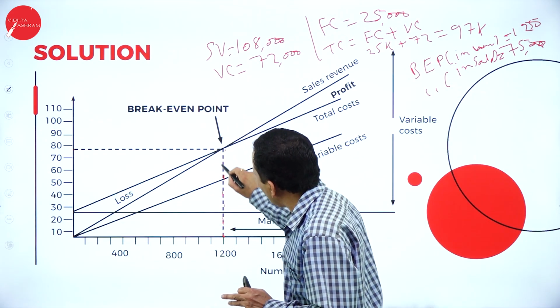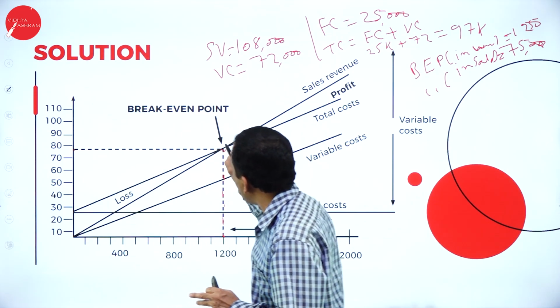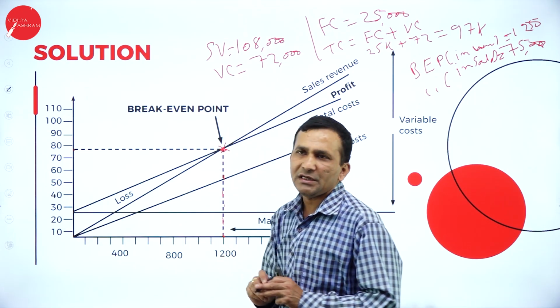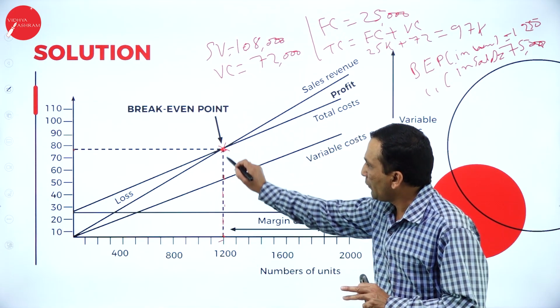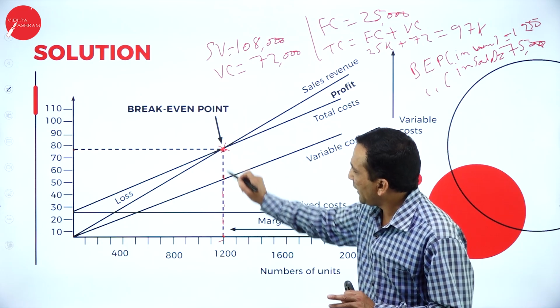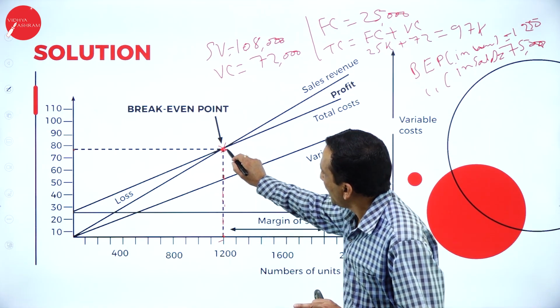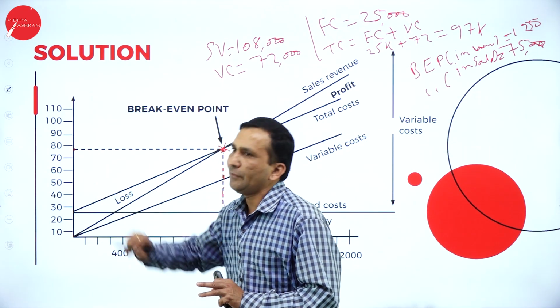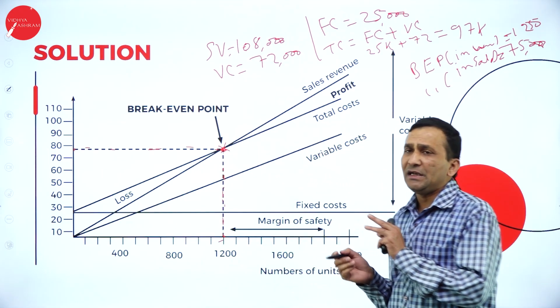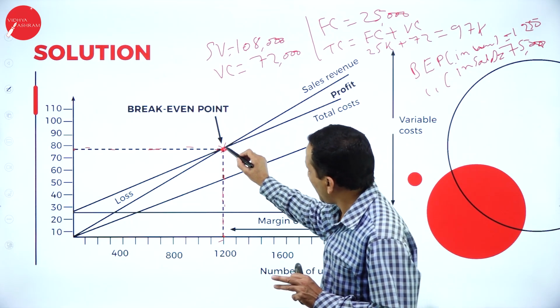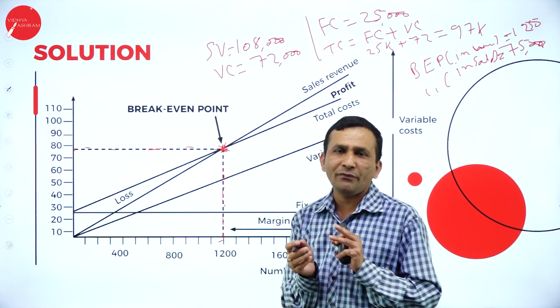The dotted line, where it intersects at this particular point, is called the break-even point. Once again, 1,250, so we mark here. The dotted line we have extended up to the 75,000 break-even sales value. This particular dotted line will intersect at one specific point, which is called the break-even point.